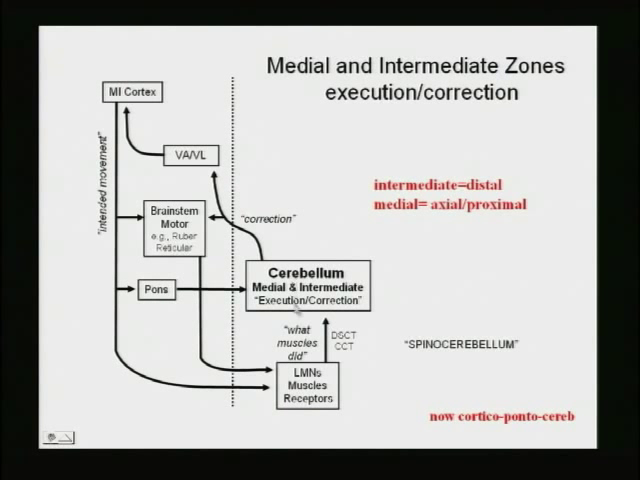pons about the intended movement and information coming up from the DSCT and CCT about what is really happening. Now, when we talk about the intermediate, we're going to be talking about the control of distal musculature, and when we're talking about the medial, we're going to be talking about the control of the axial and proximal musculature. So as we go through these intermediate and medial zones, we're going to talk about distal musculature, and it's going to have its own deep cerebellar nucleus, the interpositus. We're going to talk about the control of the axial musculature, and it's going to have its own deep cerebellar nucleus, the fastigial.